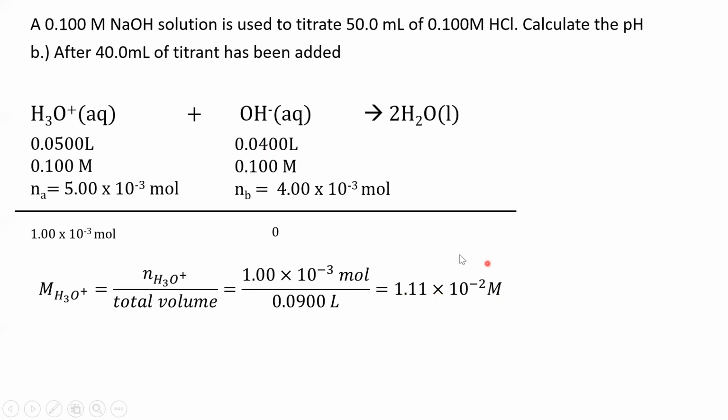Now, once we know what the molarity of the hydronium ion is in the solution, we take the negative log of this number, and that's going to give us the pH. So the negative log of 1.11 times 10 to the minus 2 gives us the pH. Now the pH went up a little bit.